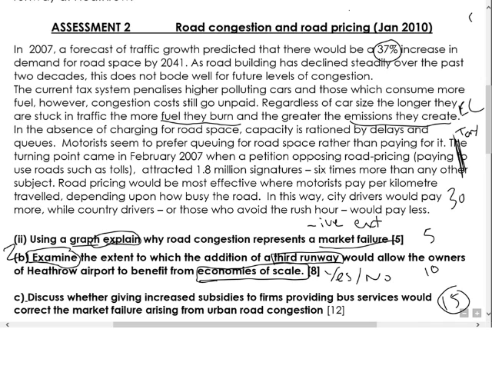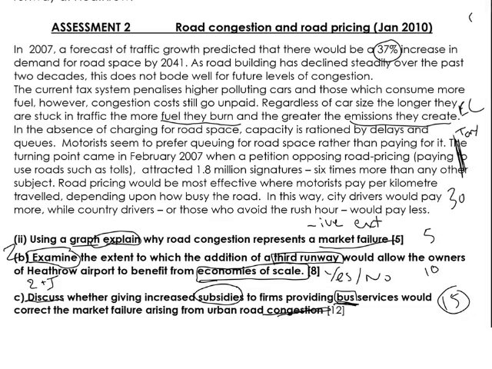Last question is a discuss question, so 2 sides plus a judgment, whether giving increased subsidies to firms providing bus services, so that is your market there, bus market, would correct the market failure arising from congestion. So the first question is telling you that there is a market failure of negative externalities, and here you're looking at a subsidy and whether it would or it wouldn't solve that market failure.